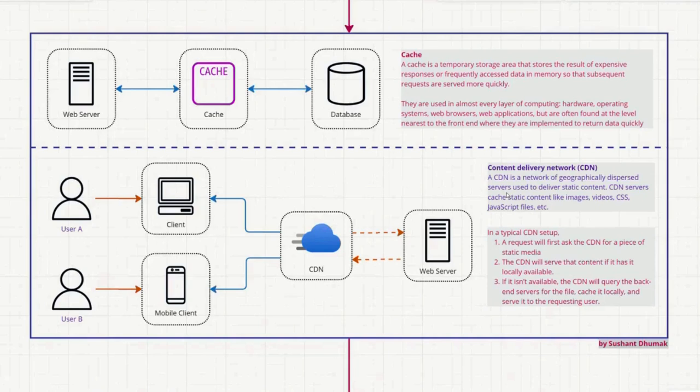So this data that is replicated in the CDN is again a kind of cache, where if the latest data is available, then it will be served.